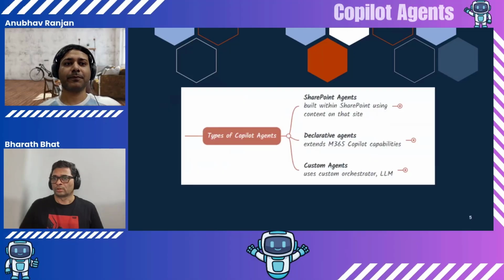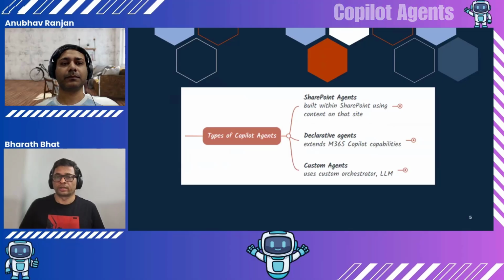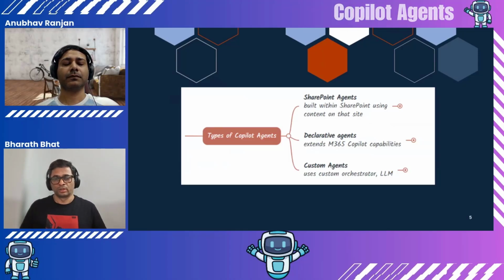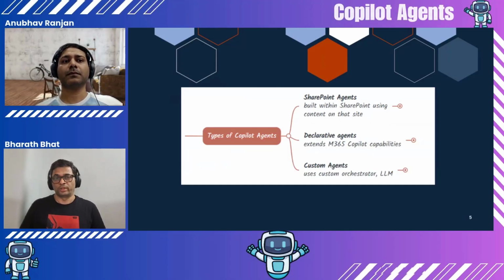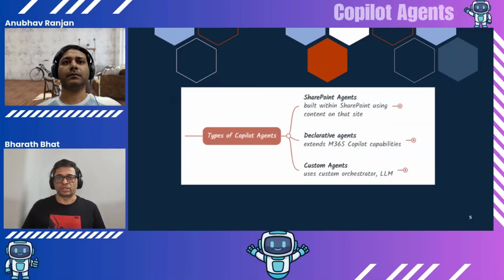Sure, sure. So I have just switched the order in which Anubhav you shared the agents. I've done that intentionally to sort it in the order of complexity. So the SharePoint agents are the simplest form of agents that are possible. They are basically agents that would just point to a document repository within a SharePoint site, and the agent would have the knowledge only pertaining to that particular SharePoint site. And these agents can also be shared in a Teams chat, etc.